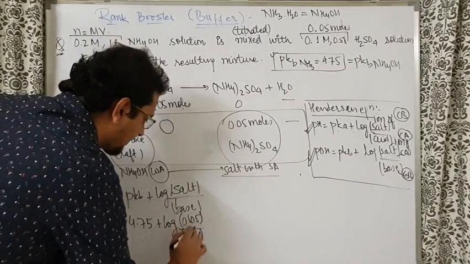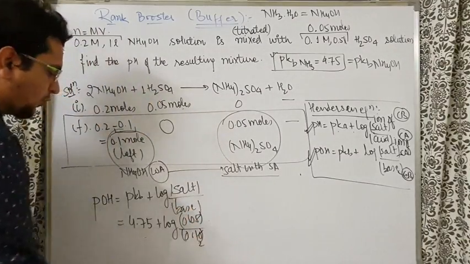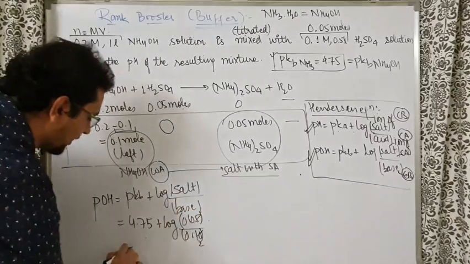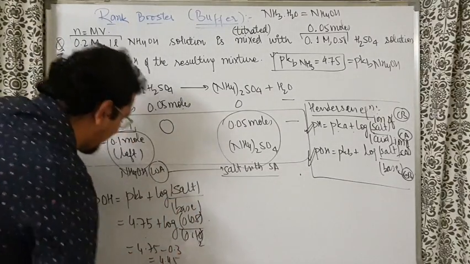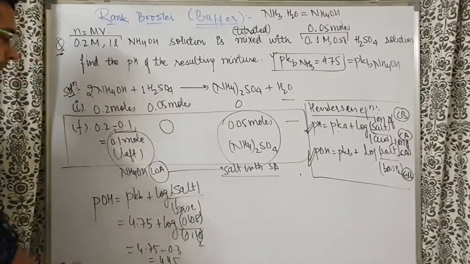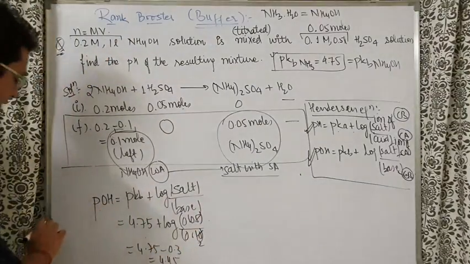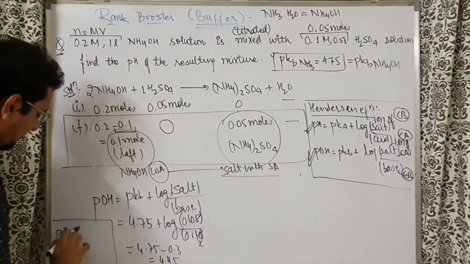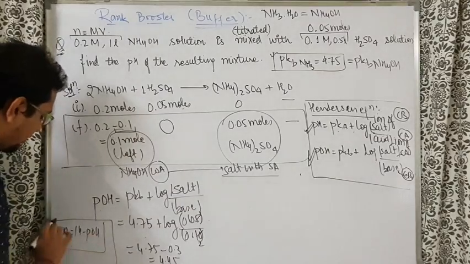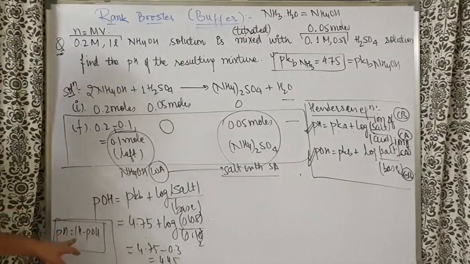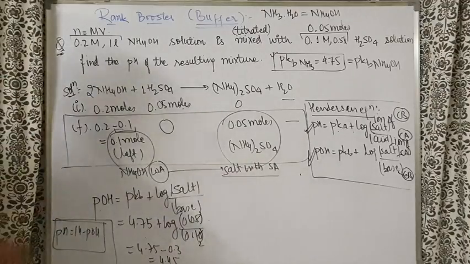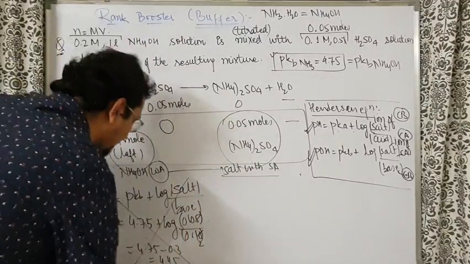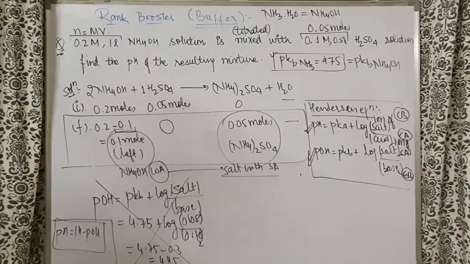Sir, then this will come out as 5 by 2, and log 1 by 2 will be minus 0.3. So 4.75 minus 0.3, so sir, 4.45 is the pOH, and from here we can find the pH by 14 minus pOH. pH will become 14 minus pOH. This is the formula you should know, that pH plus pOH is 14. So pH will be 14 minus pOH. As soon as you do this, you will be losing the marks because this question will become completely wrong.